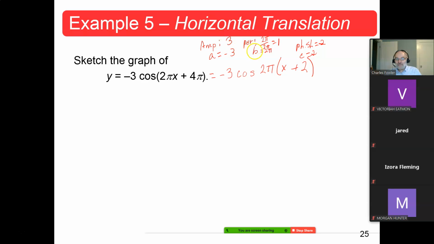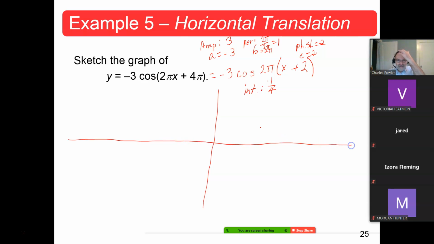All right, go back to period, and remember our interval is the period over 4. So it'll be 1 over 4. So here is my graph. That's supposed to be a vertical line. For some reason, I'm not able to draw a vertical line. It never comes up vertical. So our intervals are 1/4.